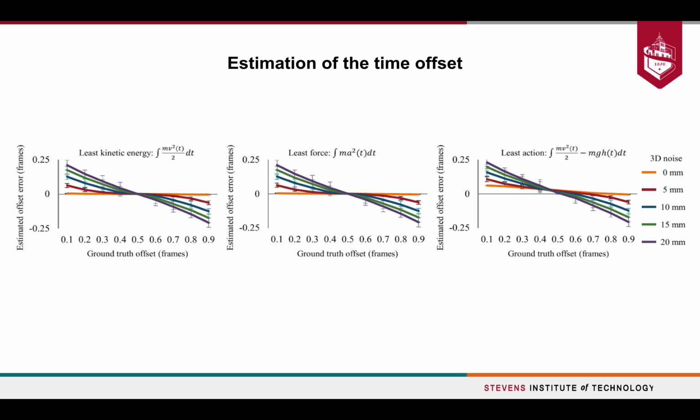Actually, the best is when the time offset is about 0.5, like the frame is between the two frames. And the least action actually gives a really bad result even when the noise is 0. Not really bad actually. Yeah, then for the following experiments they all use the least kinetic energy.